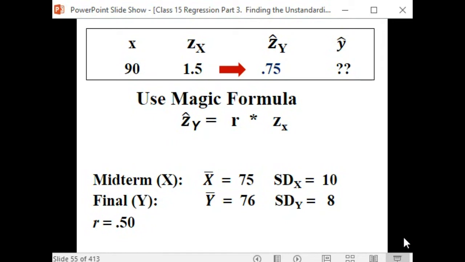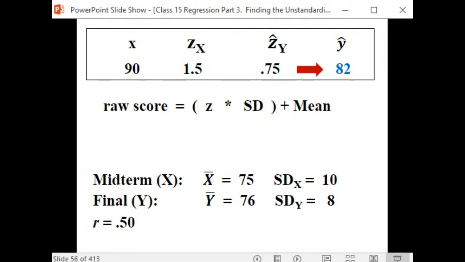So now we have our answer, almost. The problem is that the answer is in z-score form, but we need to turn it into a raw score. So to get this raw score, we use this formula, which we learned about a month ago. So now we have our answer. Carla's predicted grade on the final exam is 82.